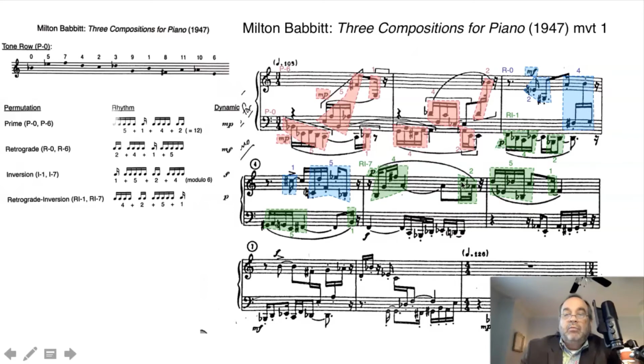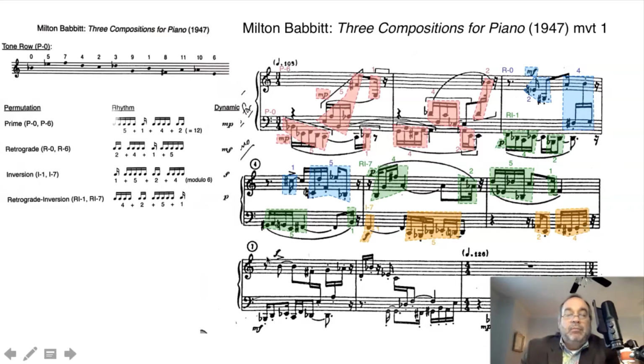And this tone row was accompanied by I7. So rhythmically, we should have a forte marking, which we do, and then a 1-5-2-4. So we have a 1, and then a 5, and then a 2, and then a 4 rhythmic grouping.